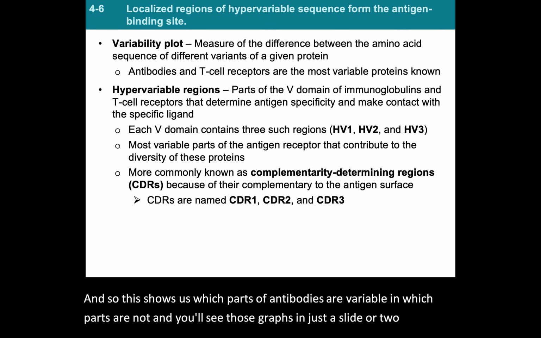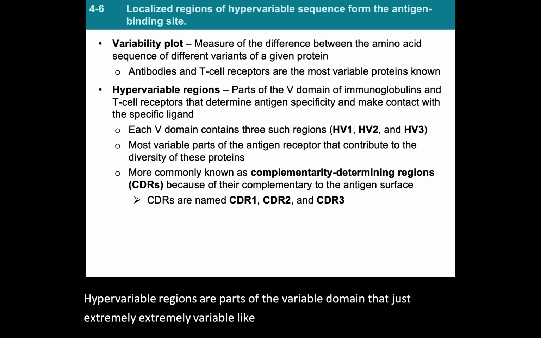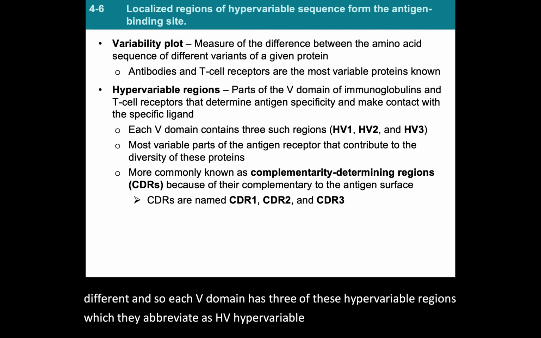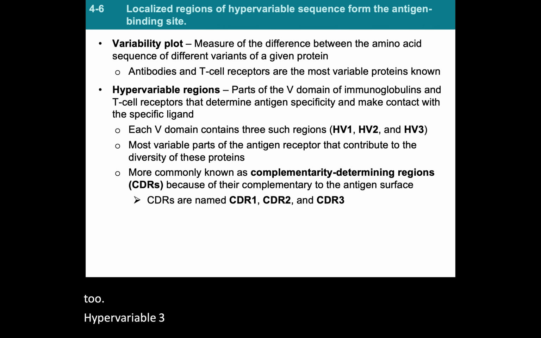Hypervariable regions are parts of the variable domain that are extremely, extremely variable, like where any two antibodies may be different. And so each V domain has 3 of these hypervariable regions, which they abbreviate as HV: hypervariable 1, hypervariable 2, hypervariable 3. All right.